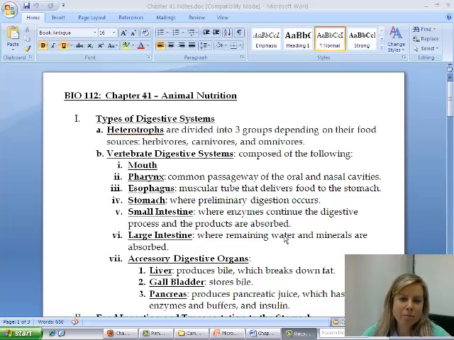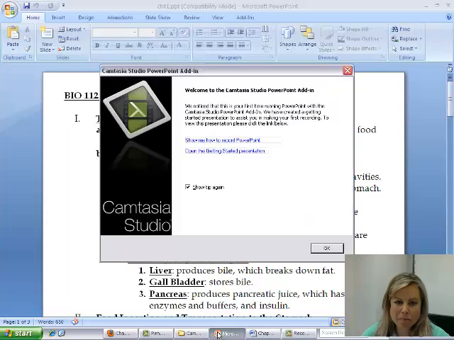So as far as the vertebrate digestive system goes, it's pretty basic.